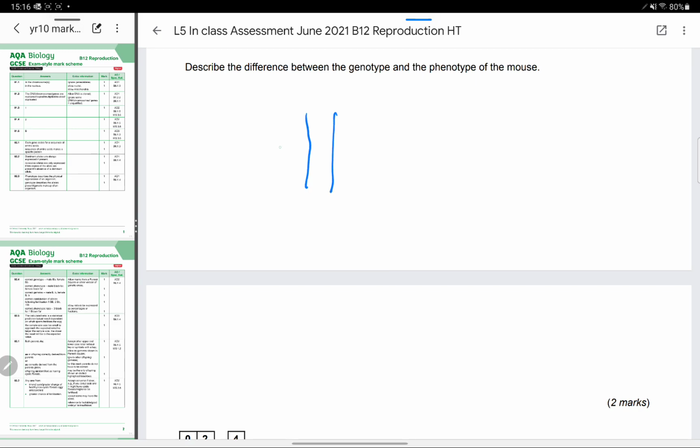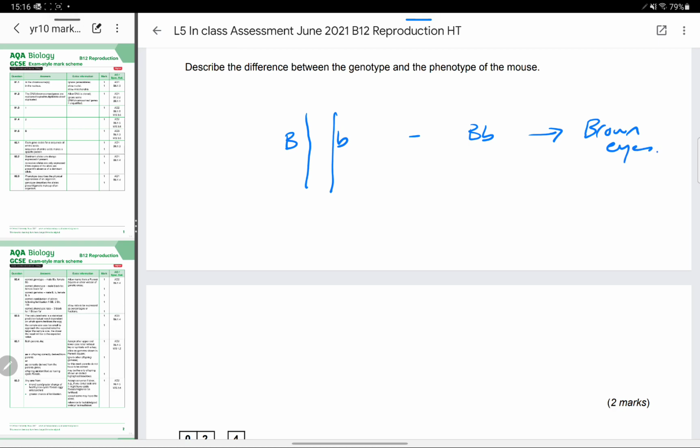So if this was eye colour, for example, and you had big B and small b, the genotype would be big B, small b. The genotype is the alleles found at a gene, and the phenotype is the characteristics expressed that you can see. So in this situation, the phenotype of this genotype would be big B, small b. Brown is dominant, so that would be brown eyes. That would be the phenotype.